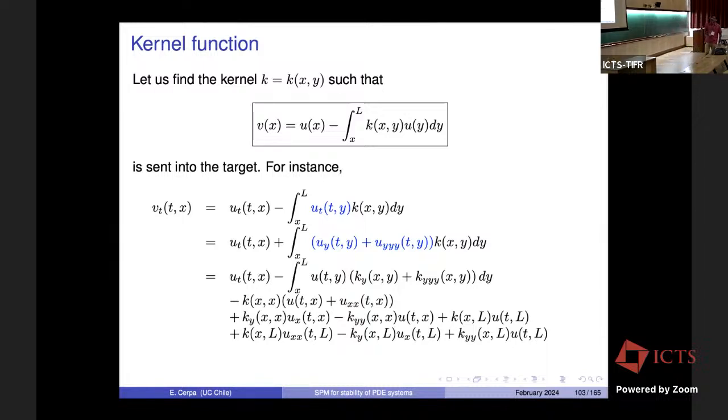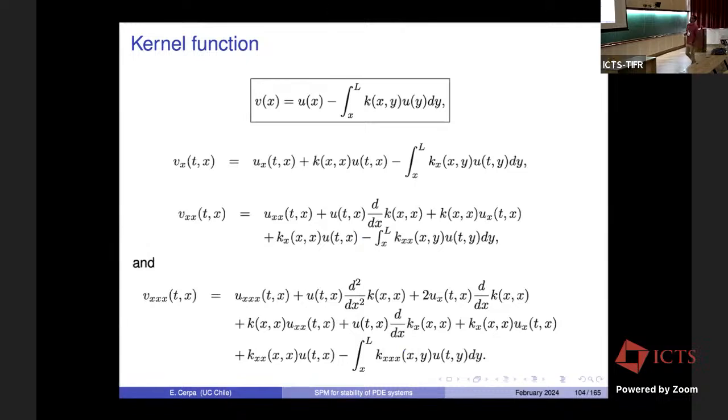This is for Vt. We can do the same again for Vx. Here, of course, as the integral goes from x to L, you have to be careful when you differentiate it. But you easily obtain some terms for Vx, for Vxx, for Vxxx. In all these cases, you obtain some integral terms and some point terms.